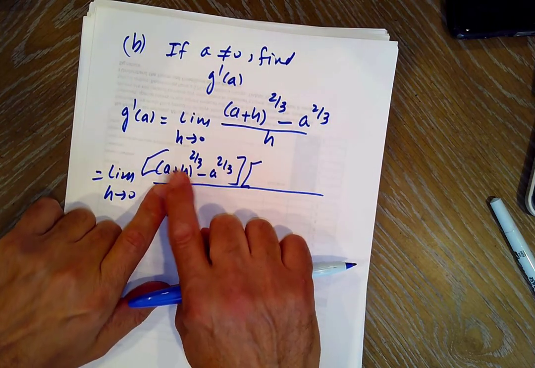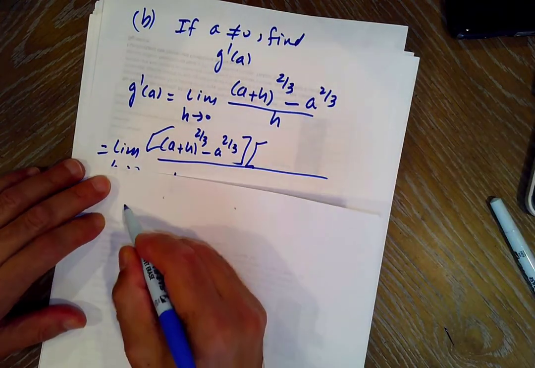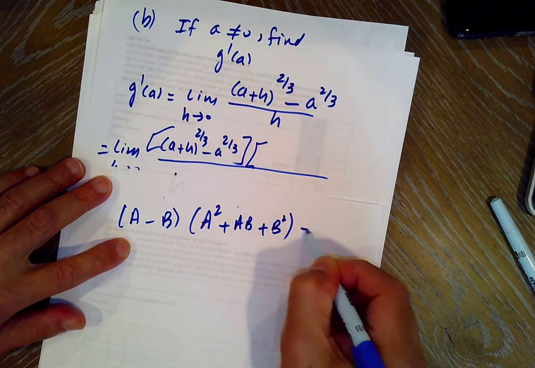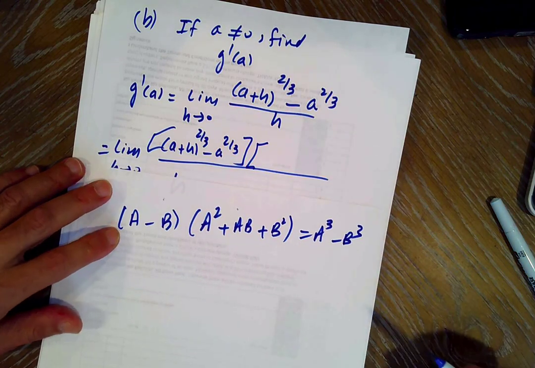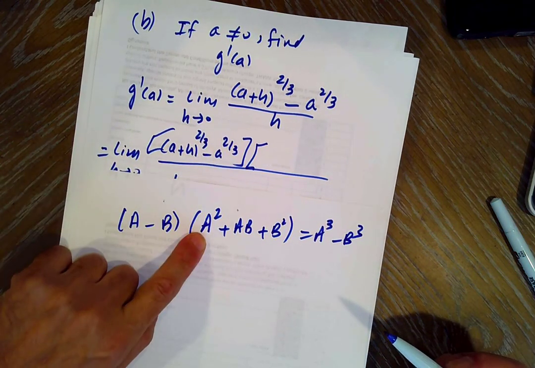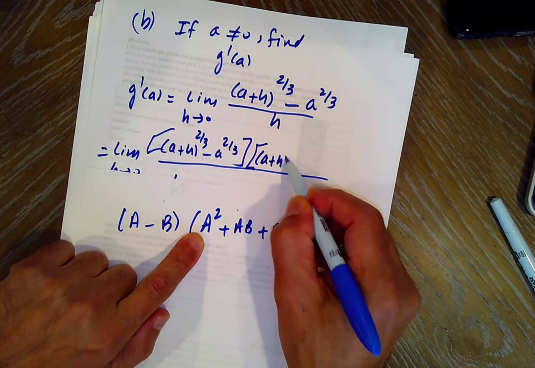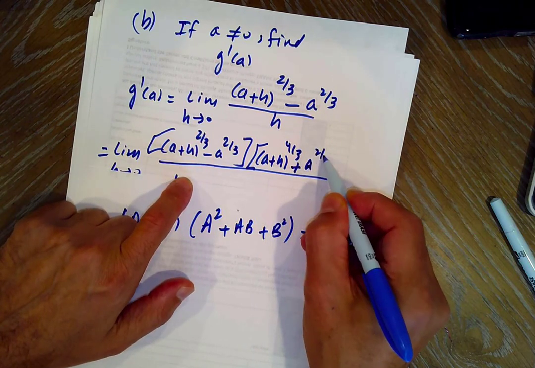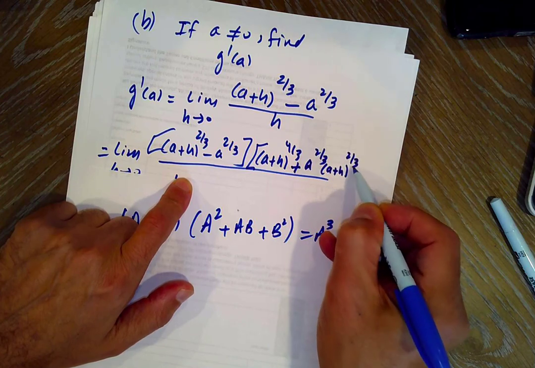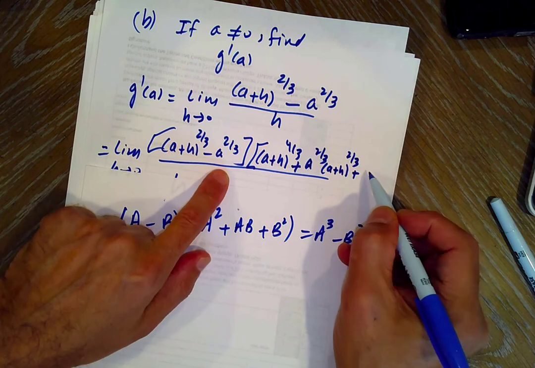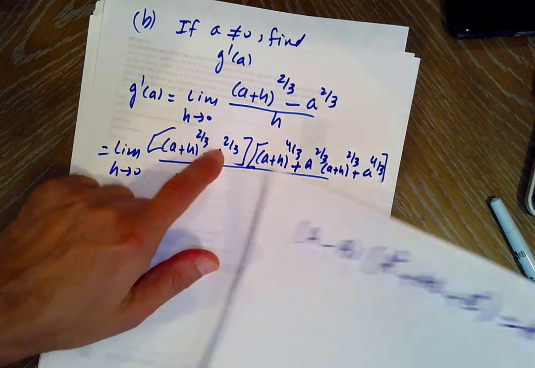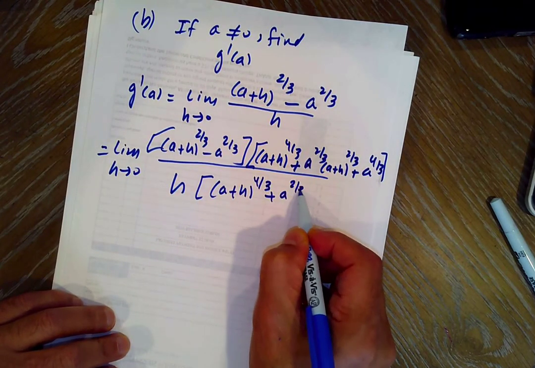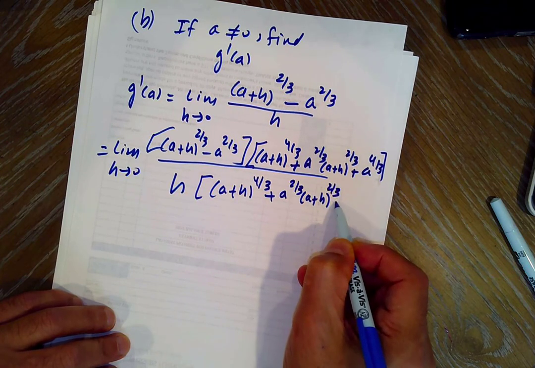This is like a minus b. If you remember the difference of two cubes, it's a minus b times a squared plus ab plus b squared, and that gives me a cubed minus b cubed, which is what I'm aiming for. So if this is a and this is b, we multiply by a squared, which is a plus h to the 4/3, plus ab, which is a to the 2/3 times a plus h to the 2/3, plus b squared, which is a to the 4/3, top and bottom.